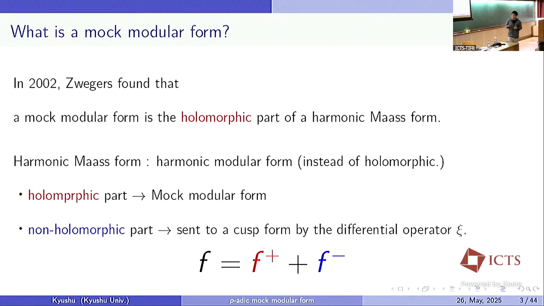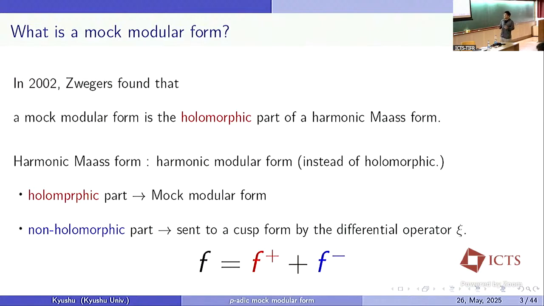After this, Sander Zwegers found the suitable definition of mock modular forms. In 2002, in his PhD thesis, Zwegers found that a mock modular form is the holomorphic part of the harmonic Maass form. And simply put, a harmonic Maass form is a harmonic modular form instead of holomorphic.